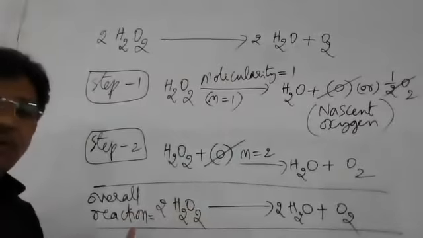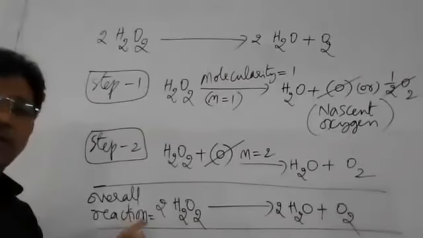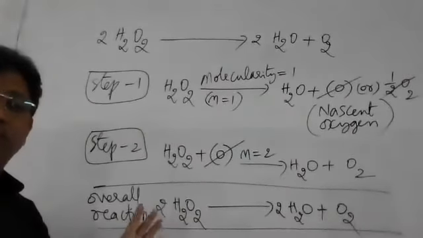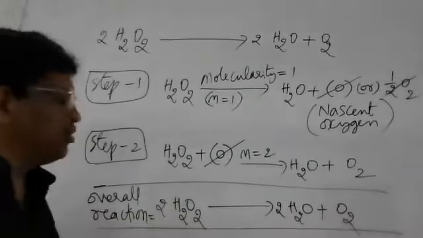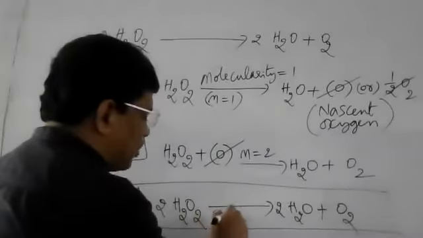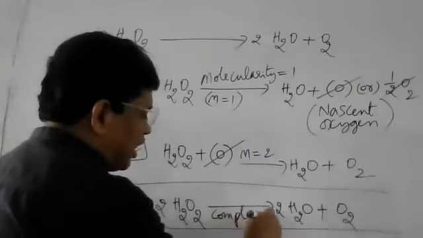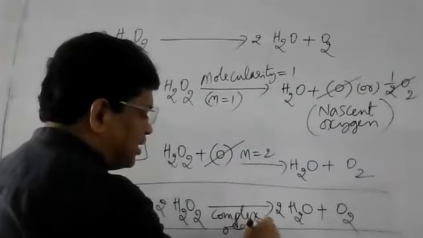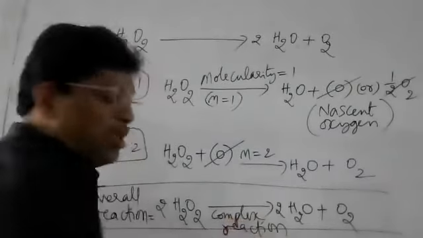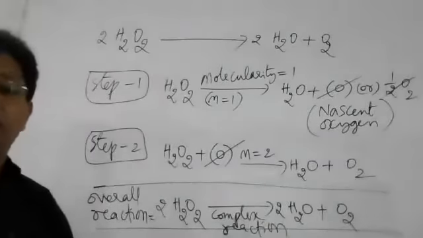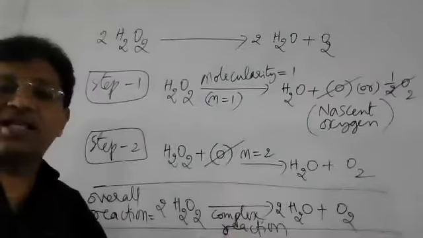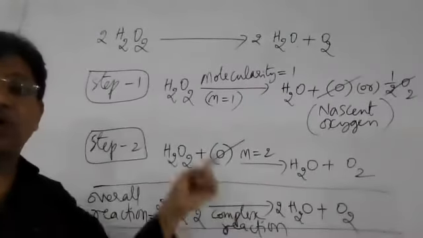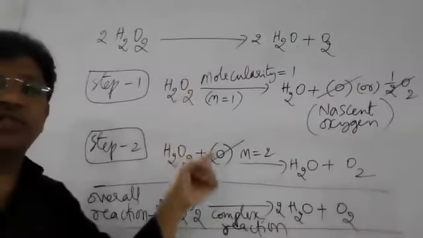In this reaction, if you observe, the molecularity we are getting is 2 here. Is that clear? So, molecularity of a complex reaction. Now this is a complex reaction. So molecularity of a complex reaction is meaningless. We cannot take molecularity of a complex reaction. We have to say molecularity of an individual step.